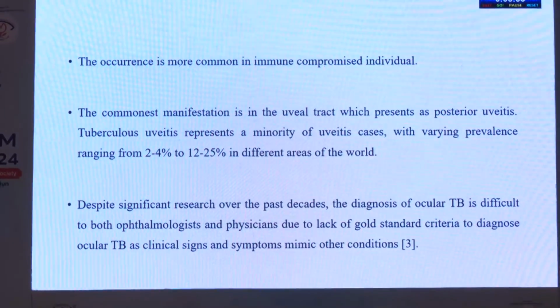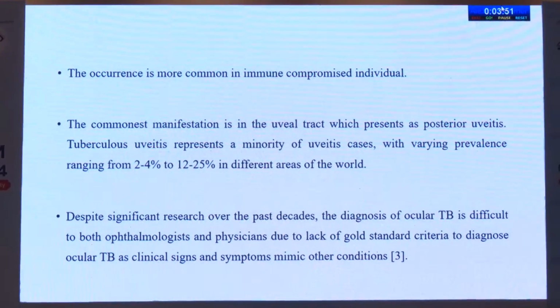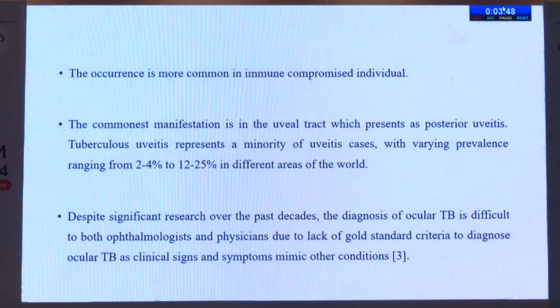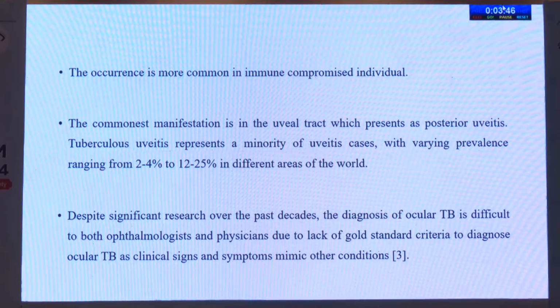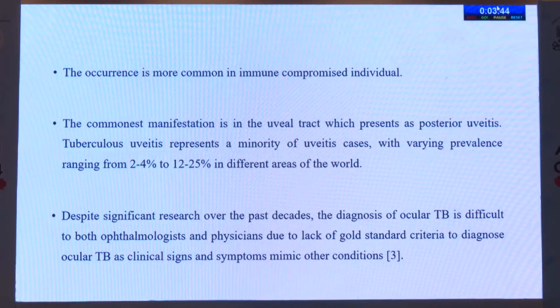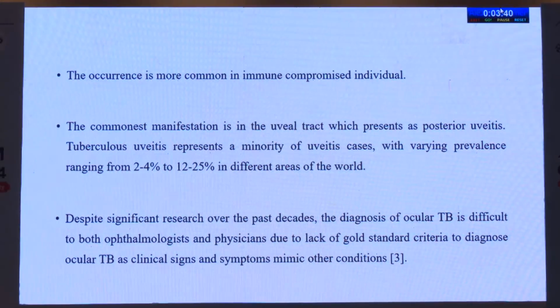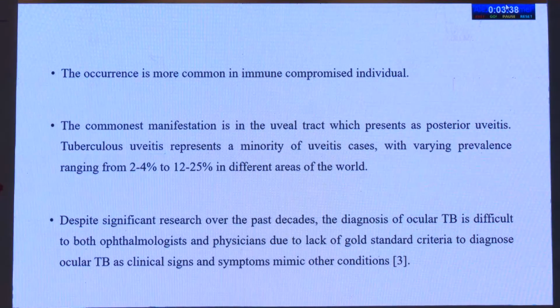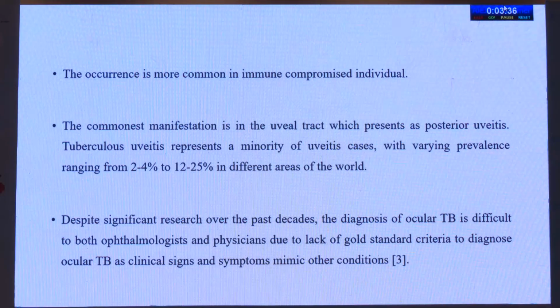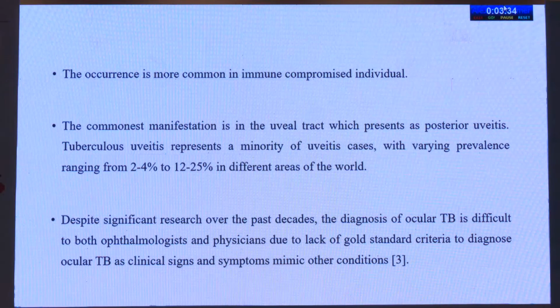The commonest manifestation is in the uveal tract, which presents as posterior uveitis. Tuberculous uveitis represents a minority of uveitis cases, with prevalence ranging from 2 to 4% to 12 to 25% in different areas of the world. Despite significant research over the past decades, the diagnosis of ocular TB is difficult for both ophthalmologists and physicians due to lack of gold standard criteria, as clinical signs and symptoms mimic other conditions as well.